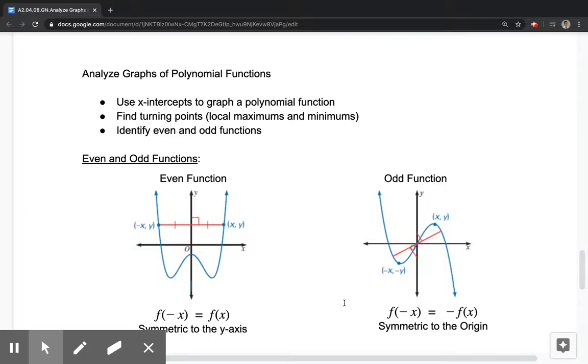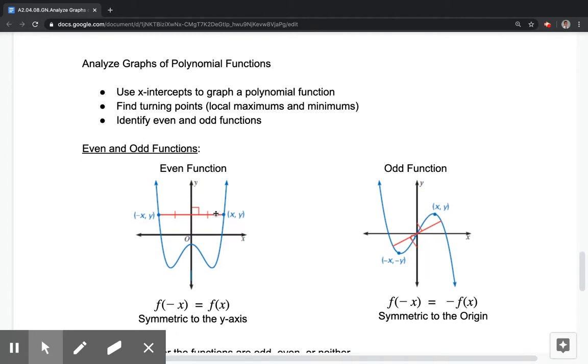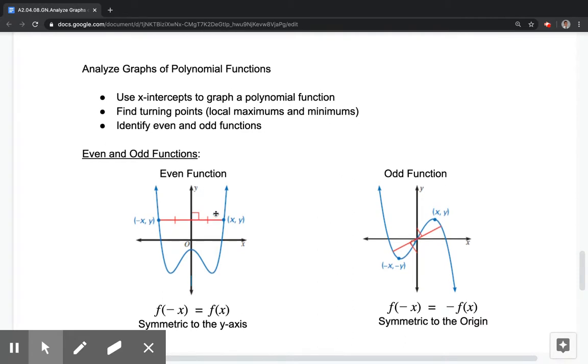We were talking about analyzing graphs of polynomial functions, and now we're going to look at identifying even and odd functions. If we look here, we can see that even functions, number one, have our end behavior both heading in the same direction. So we know that our highest degree for the polynomial is going to be an even degree. So x to the second, x to the fourth, x to the sixth, and so on.